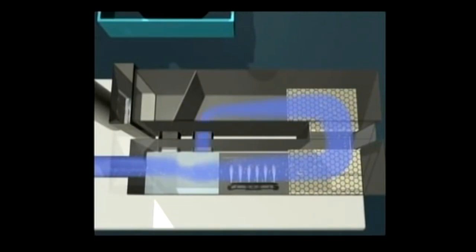After the chamber has been ventilated for several minutes, operators can safely enter to remove the products.